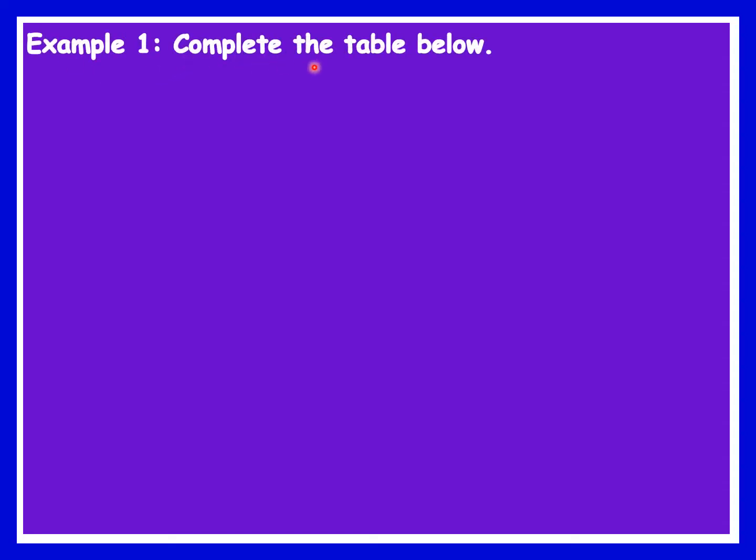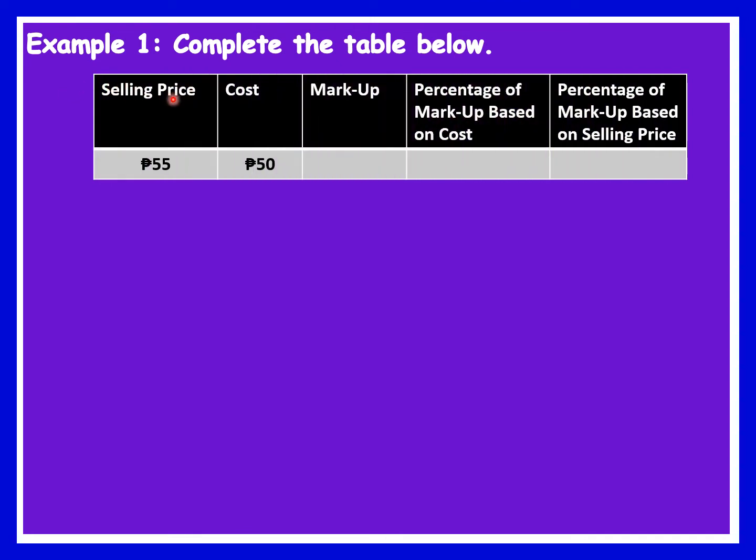Okay? Next. Okay, so let me give an example. Number 1, complete the table below. So there is a table with 5 columns and 2 rows. The first column is the selling price. There is a given selling price which is 55 pesos. The cost given there is 50 pesos, and we will find for the markup, percentage of markup based on cost, percentage of markup based on selling price.